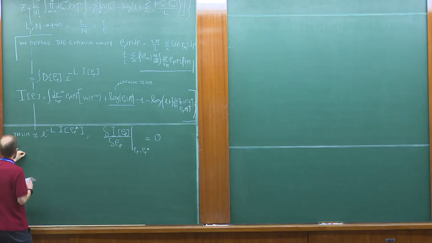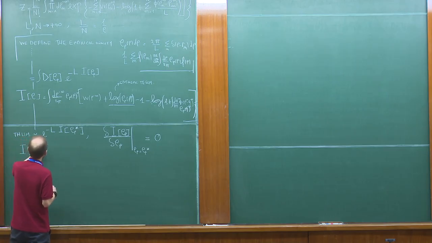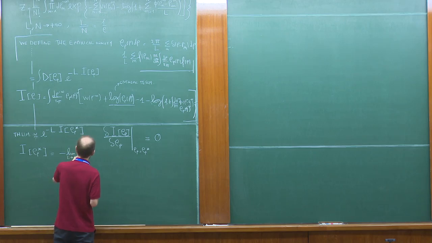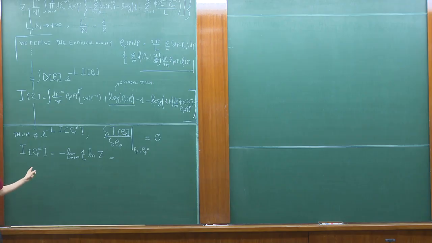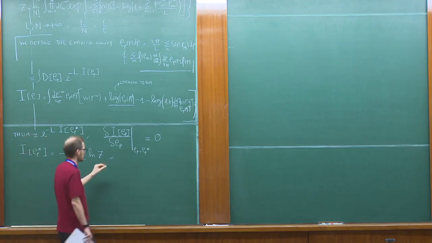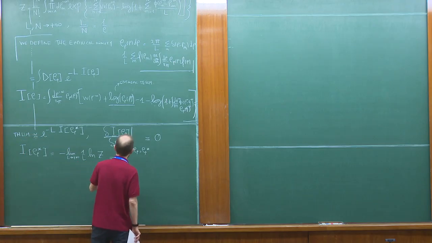And in particular, this tells you that if you compute I of rho p star, this will be equal to minus the limit for L to infinity of 1 over L log of Z, okay? Just inverting this. What is this? Minus 1 over L log of Z. Free energy, exactly. So this is the free energy density.